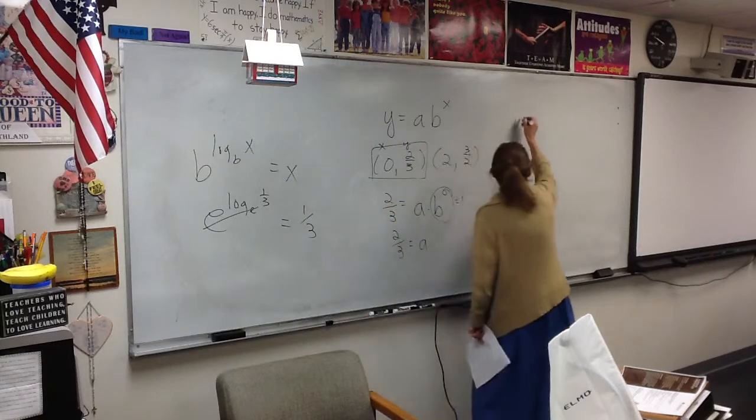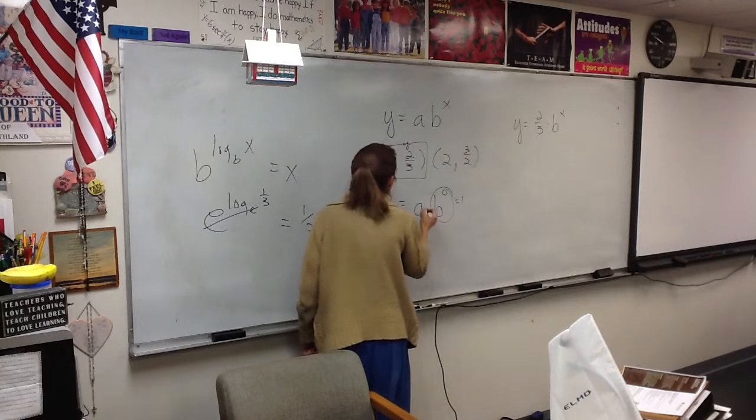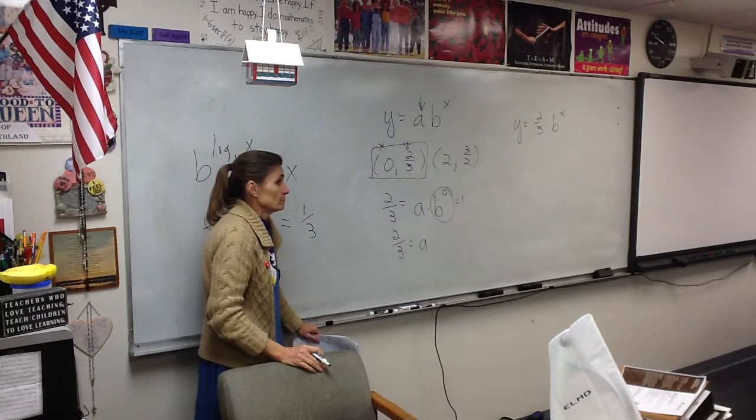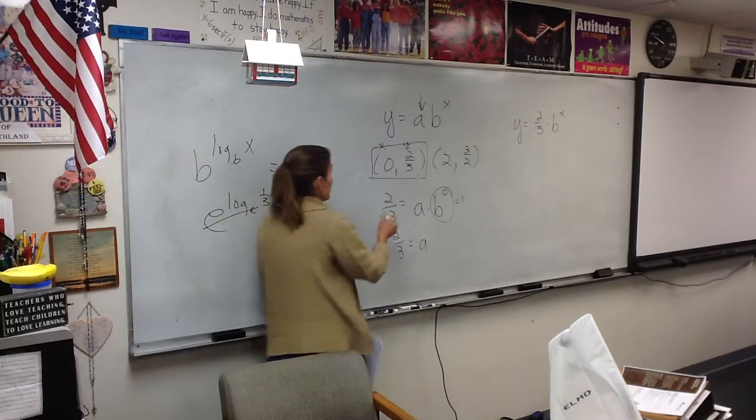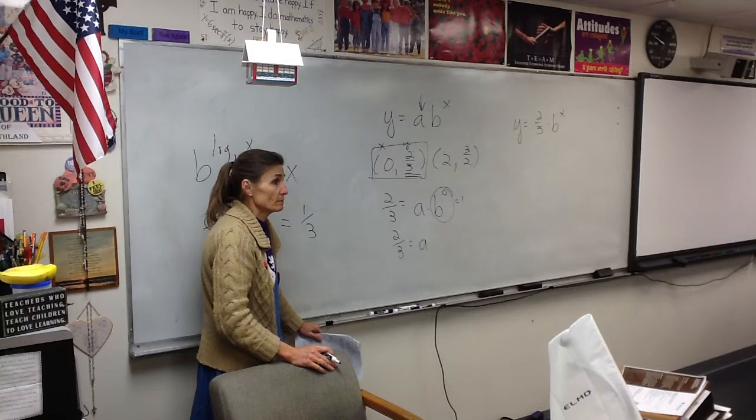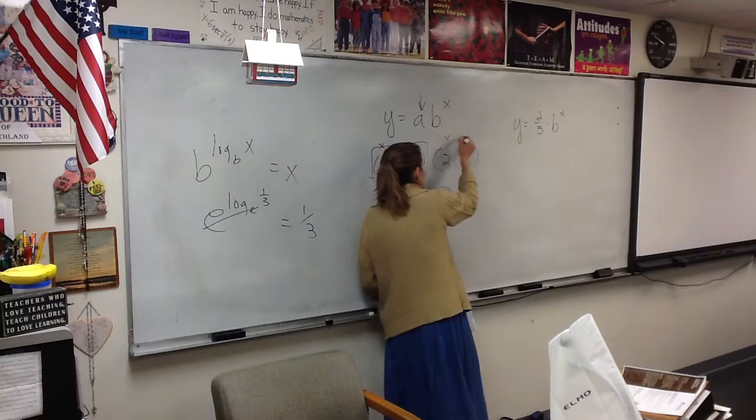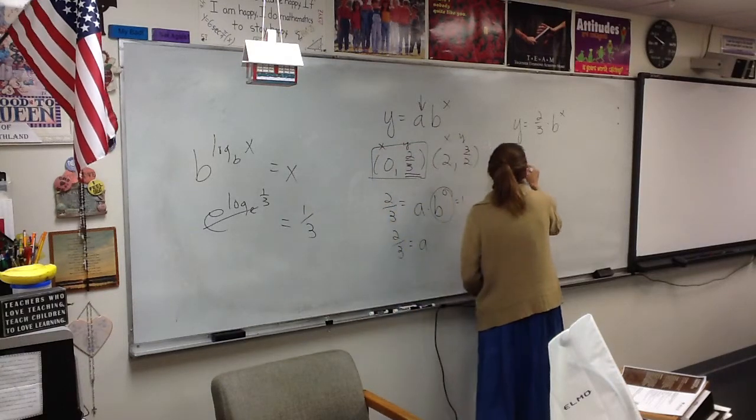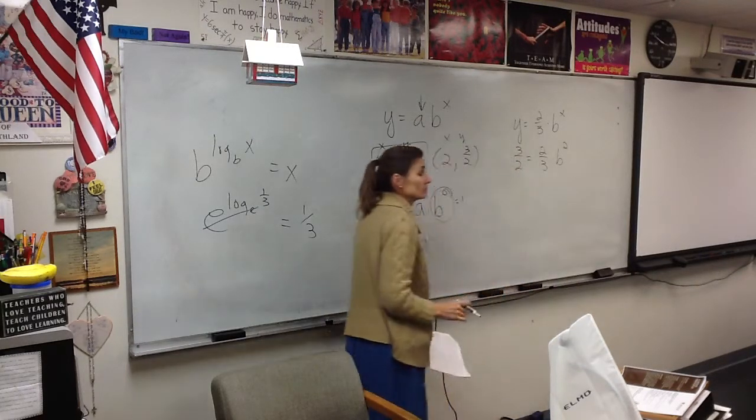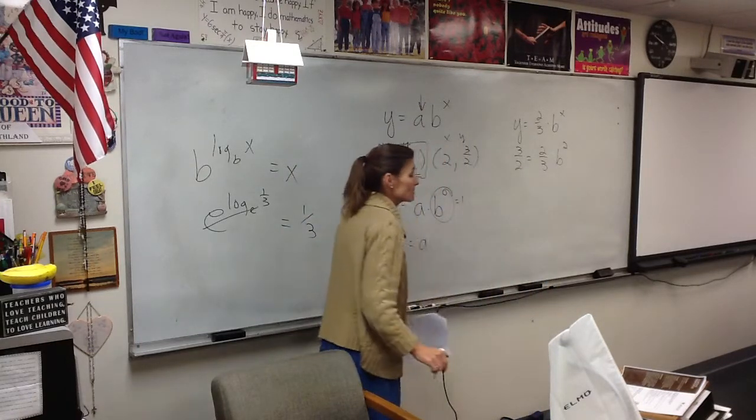So now I have an equation that says 2/3 times b to the x, because I just figured out that a equals 2/3. Some of you have figured out that a will always equal that number. And that's true. Now, I'll take this x and y and plug it in. So 3/2 equals 2/3 times b to the 2nd. Just taking this x and y and putting them into my equation.